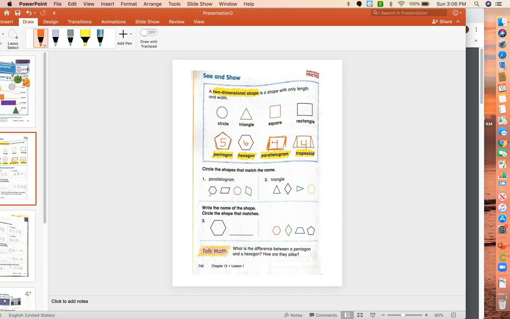Is this a parallelogram? No, it's not. That has more than 4 sides. What about this one? Is this a parallelogram? The answer is yes. Oh, we know this one's a circle, so that can't be it.